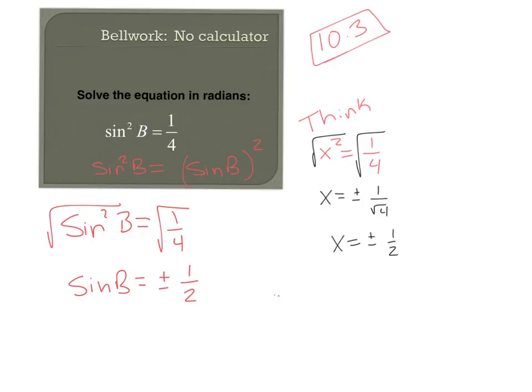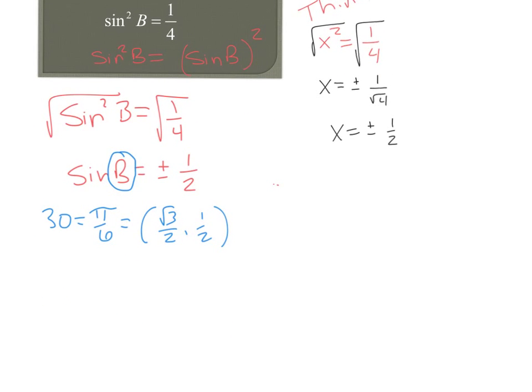Okay, so now the question, even though it says solve the equation in radians, is what's the angle measurement? So where do we have plus or minus 1/2? So I have to think about where is sine equal to 1/2. And from our chart we know 30, which is pi over 6, is equal to root 3 over 2 and 1/2. So those are going to be where I get my solutions from. Then I also need to think about where it's positive and negative, because my trig value has a plus or minus. So I need to locate all of these guys.